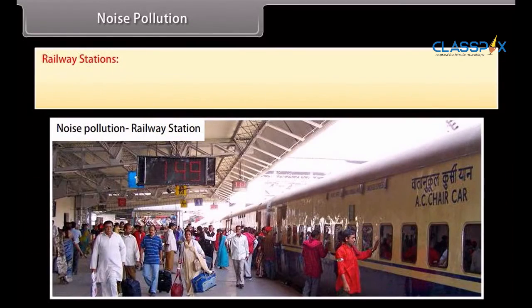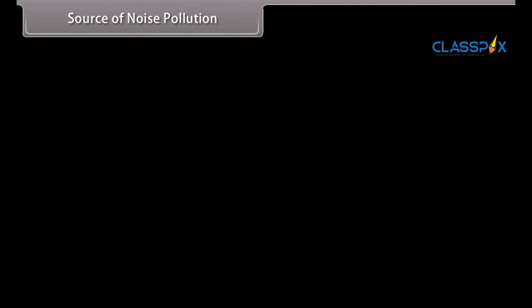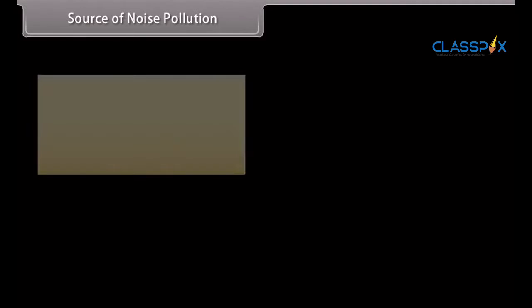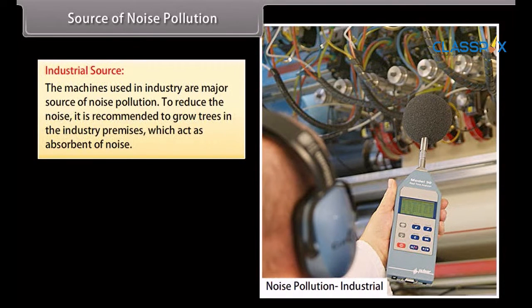Railway stations. The engine of a train is an important source of noise pollution. The shunting and switching operation of trains increases the level of noise pollution. Source of noise pollution. Industrial source. The machines used in industry are a major source of noise pollution. To reduce the noise, it is recommended to grow trees in the industry premises, which act as absorbent of noise.